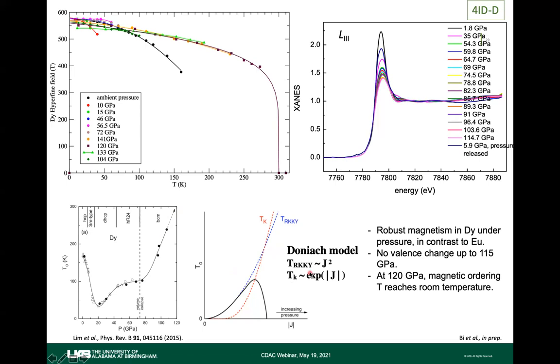So this actually fits into the Doniach scenario. So at high enough pressure, because of the competition of the RKKY interaction and the Kondo effect, the magnetic ordering temperature is first enhanced dramatically and then turns over at a higher pressure. With this J here, we could be increasing pressure to tune this exchange interaction. So that's what we think is happening in dysprosium.